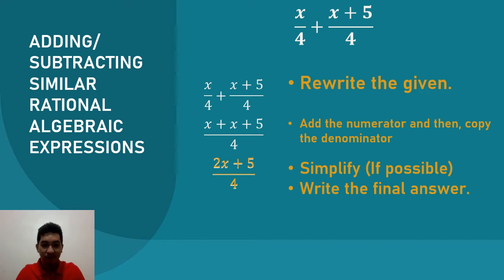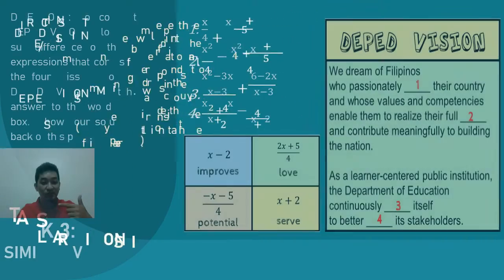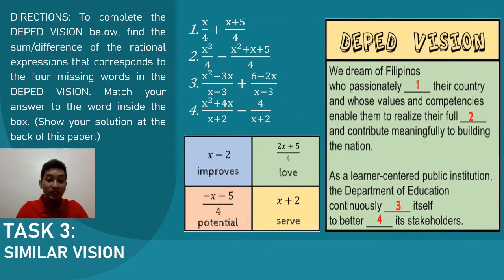So, here it is, the task 3, which is the similar rational expressions. So, kung kanina sa task 2, you have the DepEd mission, with this one, you will be dealing with the DepEd vision. So, ito yon. Here it's just like the same with task 2. Okay, but this time, a different operation will be used. So, paano po ang gagawin? To complete the DepEd vision below, find the sum or difference of the rational algebraic expressions that corresponds to the 4 missing words in the DepEd vision.